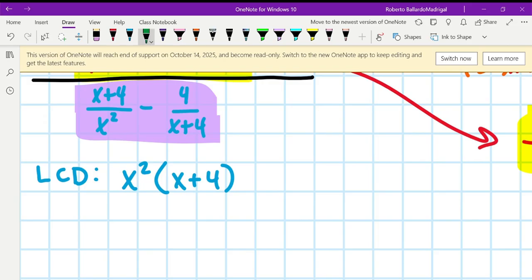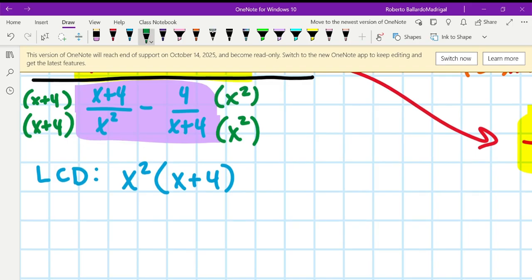Okay, so what am I going to multiply my first fraction by? I have the x squared. What am I missing? X plus 4. And on the other side, I'm missing x squared. Very good. Very good.